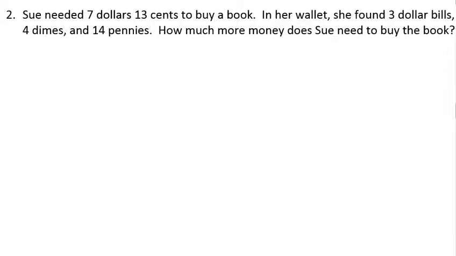The next question says, Sue needed $7.13 to buy a book. In her wallet, she found $3 bills, 4 dimes, and 14 pennies. How much more money does Sue need to buy the book? So again, we'll start by writing our answer statement. Sue needs blank to buy the book.